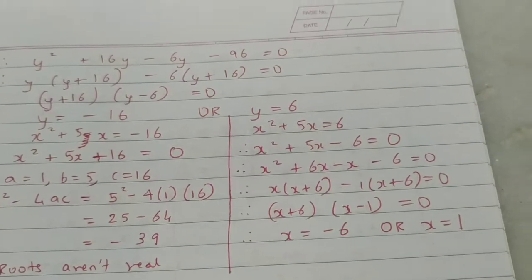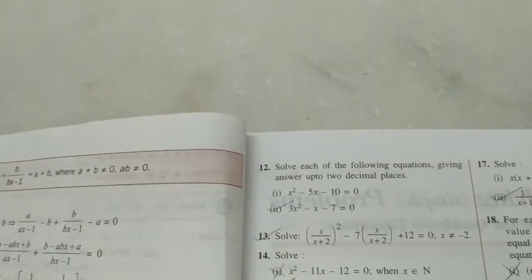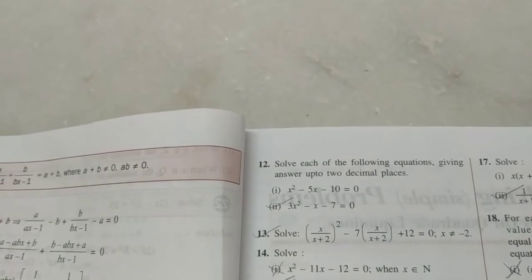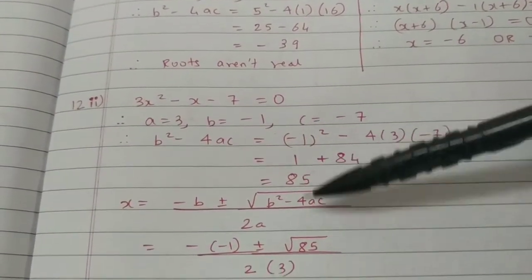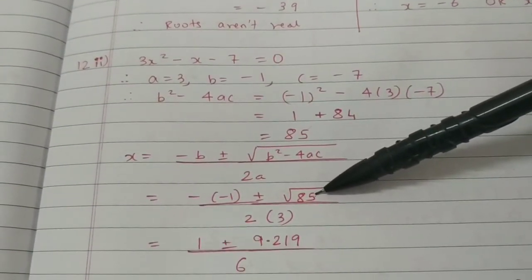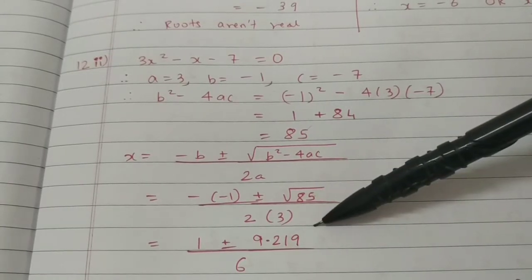Next sum, 12.2. We have to solve it up to 2 decimal places. We've done such sums before, nothing new here. First we find the value of b square minus 4ac. Root 85 we find out using the logbook table. The square roots are given.